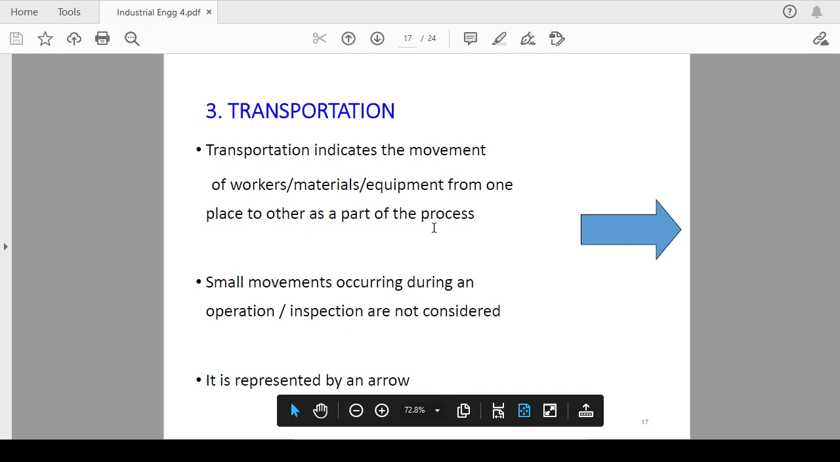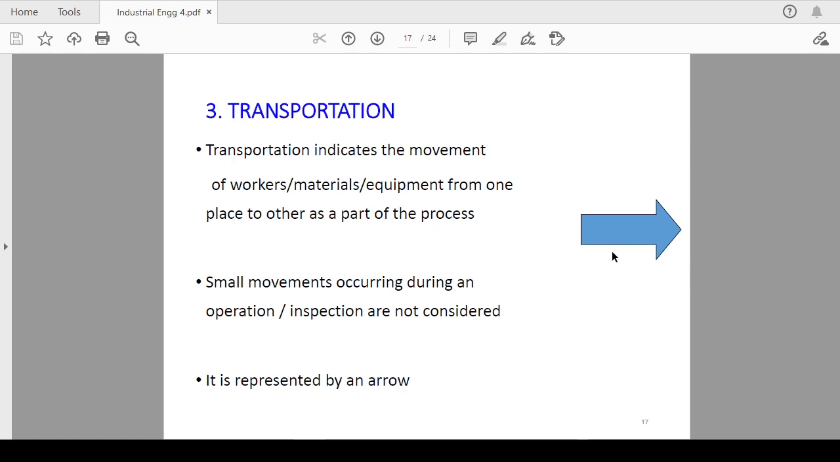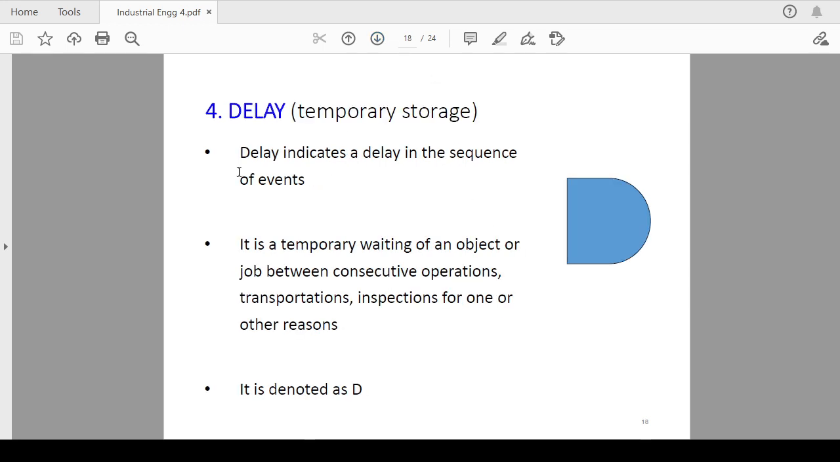Means the transportation activity during any process or job will be represented by an arrow, okay. So this you can consider. Next is delay or temporary storage. Delay indicates a delay in the sequence of events between a whole process or job.